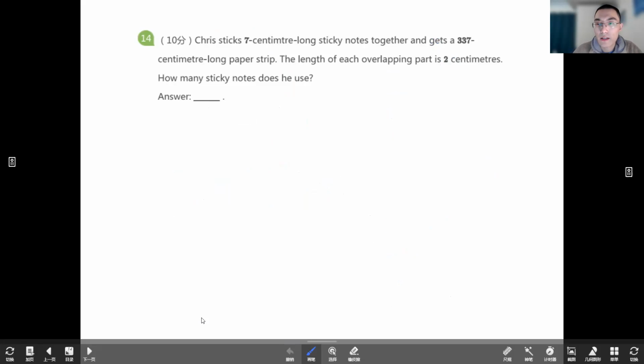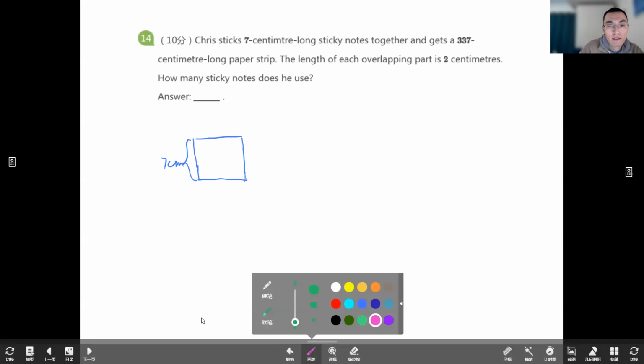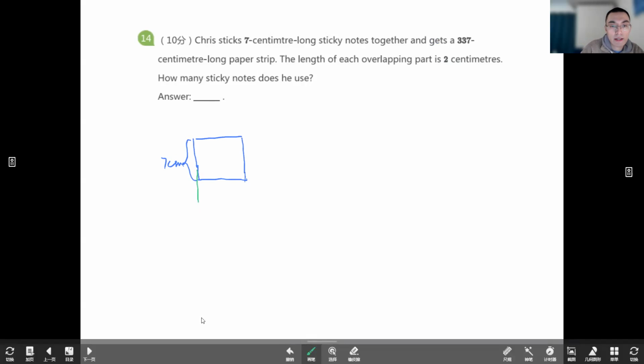For this type of question, the easiest way is to draw a clear diagram. If your diagram is not clear, it will also give you a hard time finding the correct answer. So let me draw a sticky note. The question told us it's 7 centimeters long, so I'll mark it over here. And then a second sticky note overlaps 2 centimeters with the first, like this. I will draw it in another color, green, just for you to see it more clearly. This is my second sticky note.